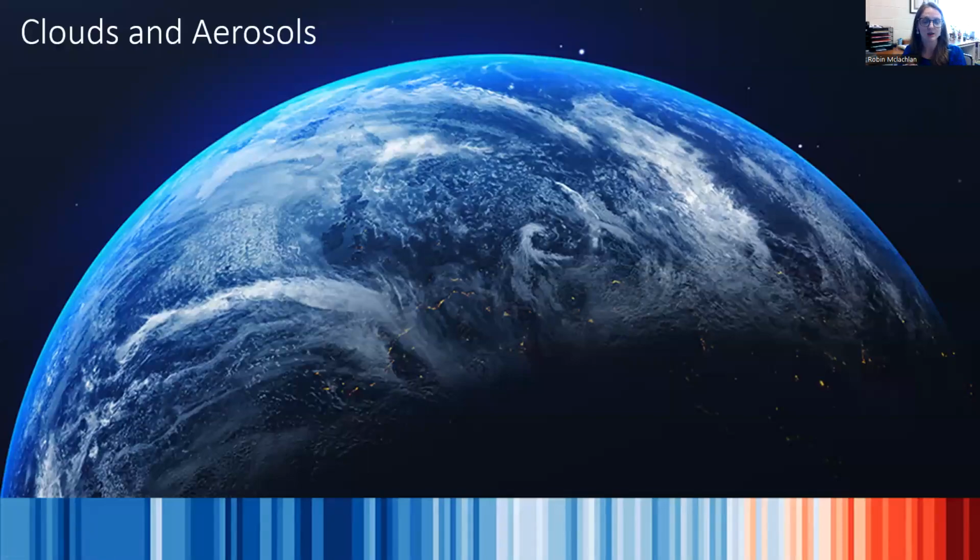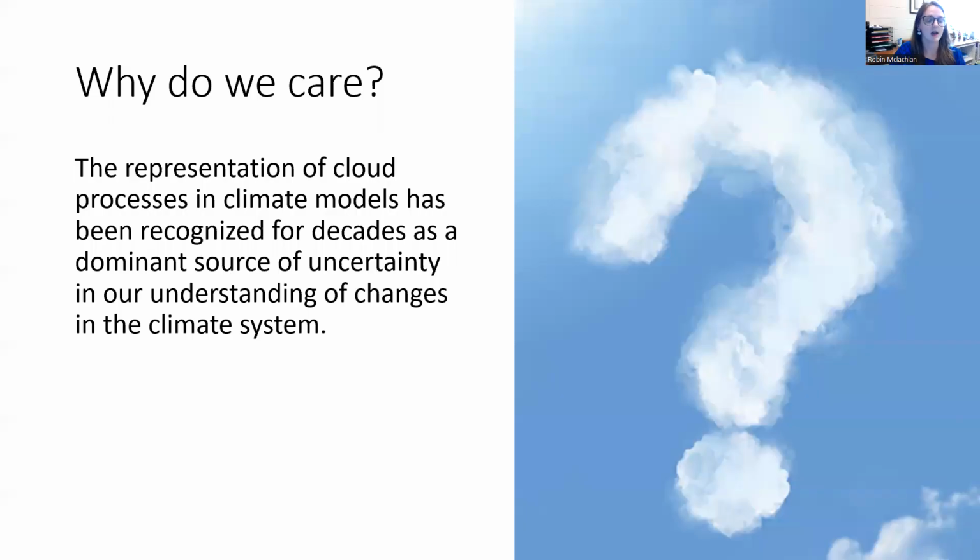All right, so far we have talked about carbon dioxide and methane, looking at carbon cycles. Now we're going to move on to clouds and aerosols, which for a climate scientist can be pretty infuriating. Clouds are notoriously difficult to model. They are one of the largest sources of uncertainty in our understanding of the climate system.